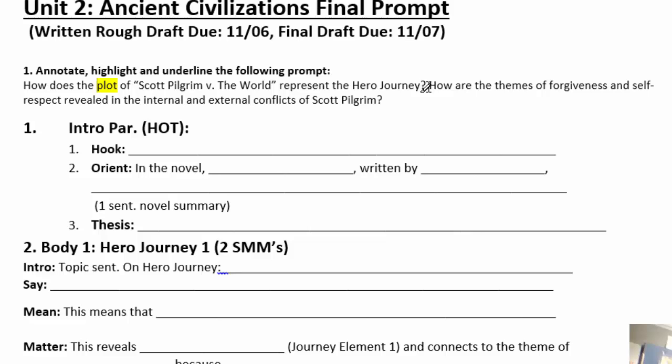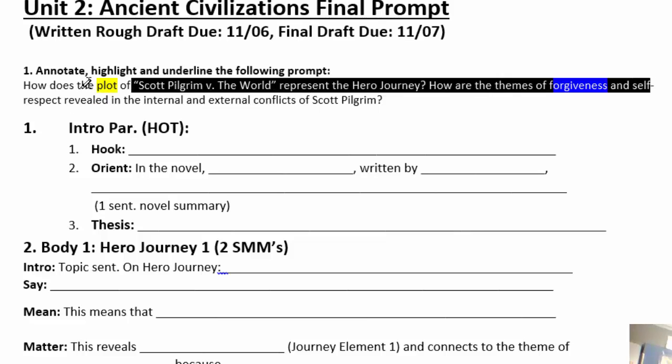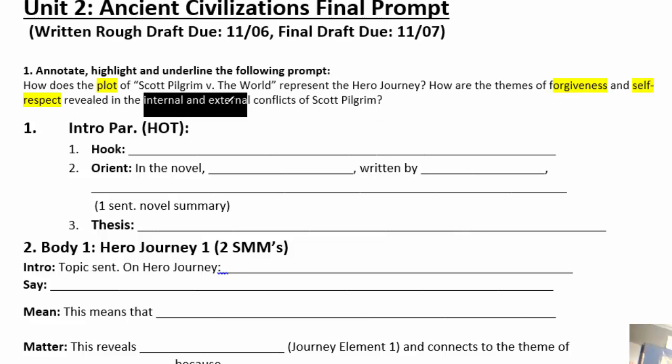How are the themes of forgiveness and self-respect, those are the two themes, revealed in the internal and external conflicts of Scott Pilgrim? Going to highlight that as well. We're looking at the character of Scott as a hero and how that character reveals, through his conflicts and the elements of the story, the theme of forgiveness, so the fact that he has to be forgiven by others, and maybe forgiving other people as well, and also self-respect, how he becomes a person who makes good decisions, who is confident, who admits mistakes, etc.